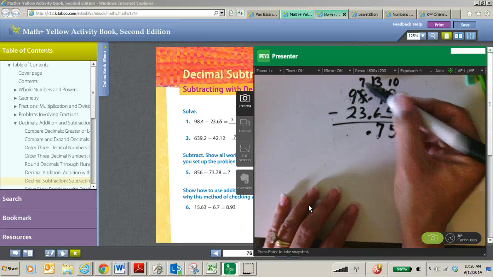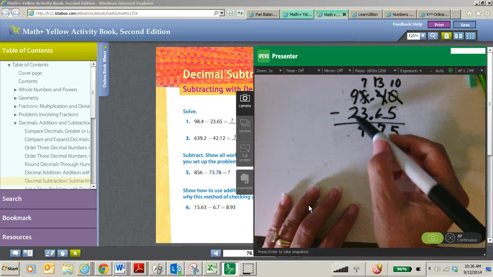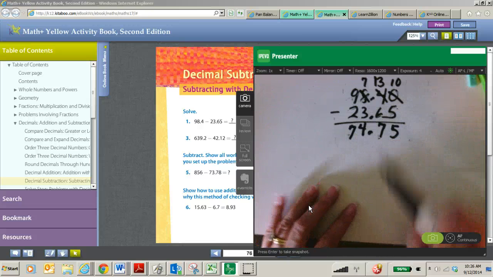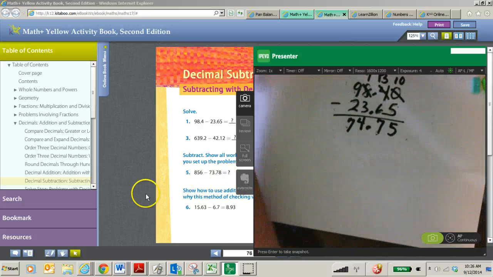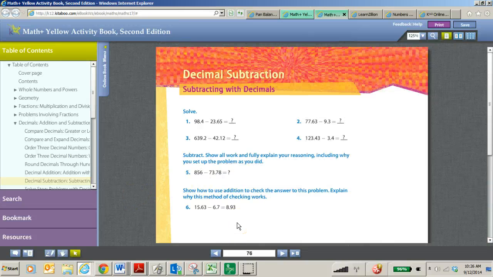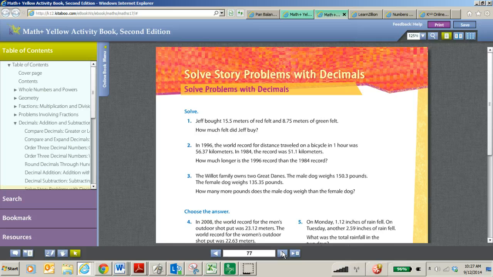Now we have 7 ones, take away 3. 3 ones is 4, and 9 tens take away 2 tens is 7. So my answer would be 74 and 75 tenths. So encouraging students to make sure they really understand the value and how place value works and how regrouping works is the key to success with this unit.